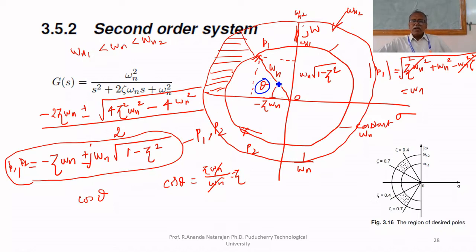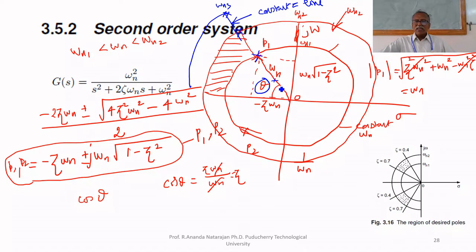If you select any point, if you select this point, what is zeta? Cos theta. Am I correct? Theta is constant. If you select a point here, omega n2, omega is varied, but theta is constant. Suppose I am having another system, its omega is omega n3. If you extend that line, same theta. Therefore, this line is called constant zeta line.